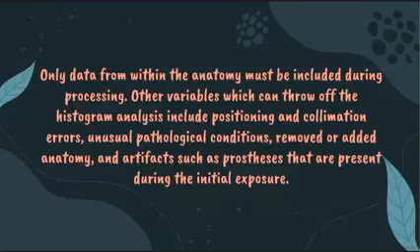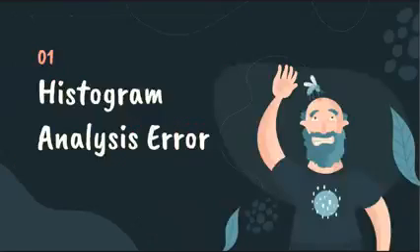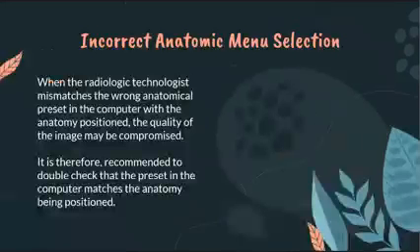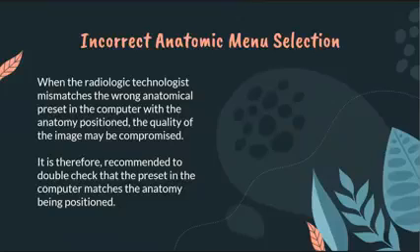So to continue, we go with a few histogram analysis errors. First one is the incorrect anatomic menu selection. So when the radiologic technologist selects the wrong anatomical preset in the computer for the anatomy position, the quality of the image may be compromised. It is therefore recommended to double check that the preset in the computer matches the anatomy being positioned.